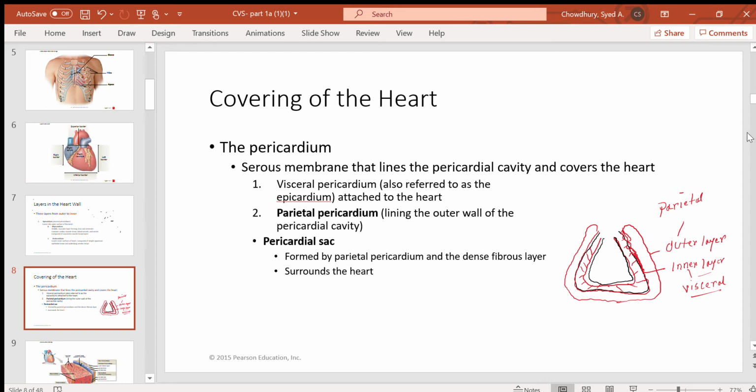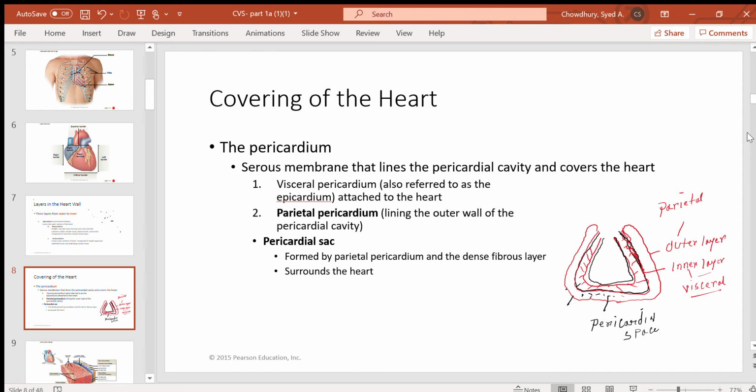Okay, so now this cavity is called the pericardial cavity, in which the heart is located. Inside the pericardial layers you have the cavity, and now if you see the space between the parietal and visceral layers, this space is called the pericardial space.